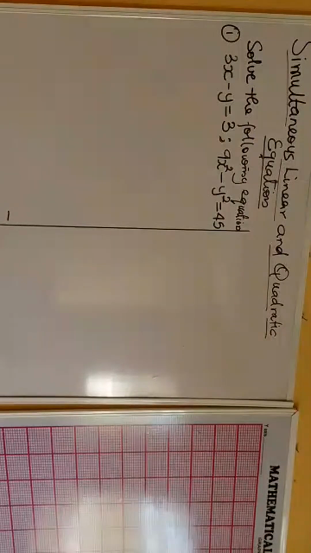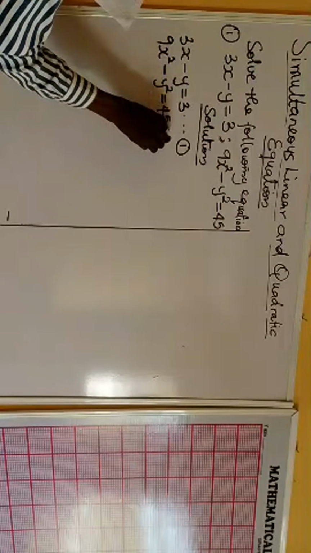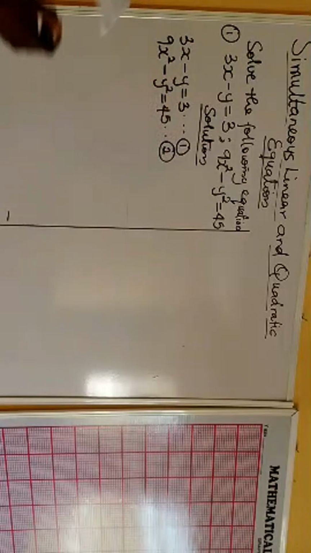Now, if you are asked to solve this equation, the solution: 3x minus y is equal to 3. I will call this equation 1. Then 9x squared minus y squared is equal to 45. I will call it equation 2.